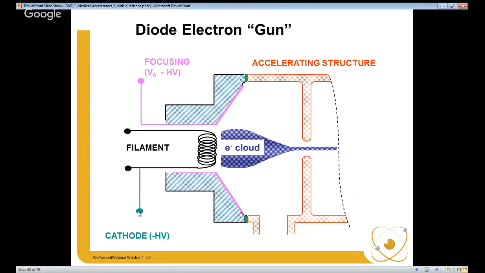When the filament is heated, electrons are going to boil off. When I apply high voltage to this cathode, and this is a negative high voltage, remembering that the accelerating structure is the anode, electrons are going to be accelerated from left to right. If I also apply maybe that same high voltage to this reflective structure, it will tend to focus them into the opening in my accelerator. If I want to turn the electron beam off, I can turn off the high voltage, but I also want to cool the filament a little bit because it's going to continue emitting. Okay, so we're not going to turn the electron beam off and on very quickly on a diode gun.